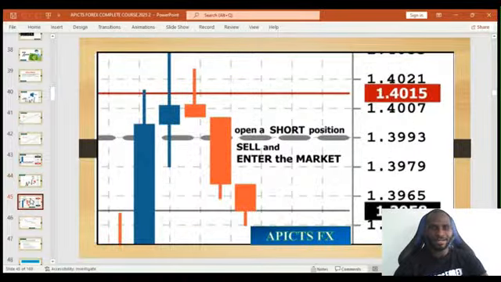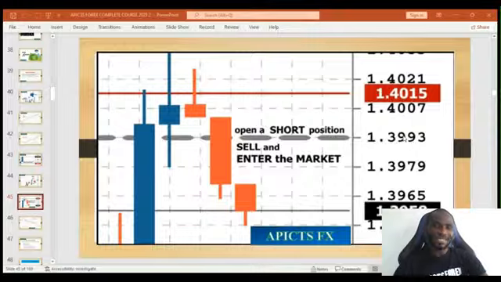So when the market direction is bearish, look at this example now. You open a short position. Let's assume your entry this time around is at 1.4015, as you can see, 1.4015. And the market kept coming down in your favor.